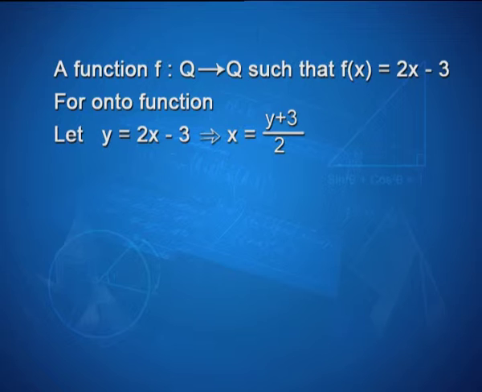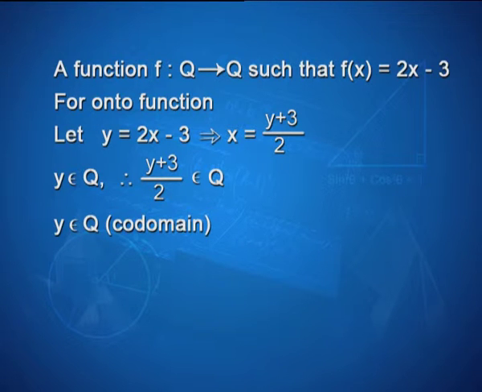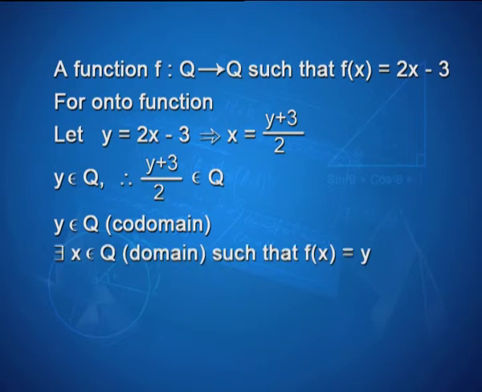This implies x is equal to (y plus 3) by 2. Let y belong to the set of rational numbers. Therefore, (y plus 3) by 2 also belongs to the set of rational numbers. So, we can see for y belonging to Q codomain, there exists x belonging to Q domain such that f of x equal to y. Therefore, f is an onto function.